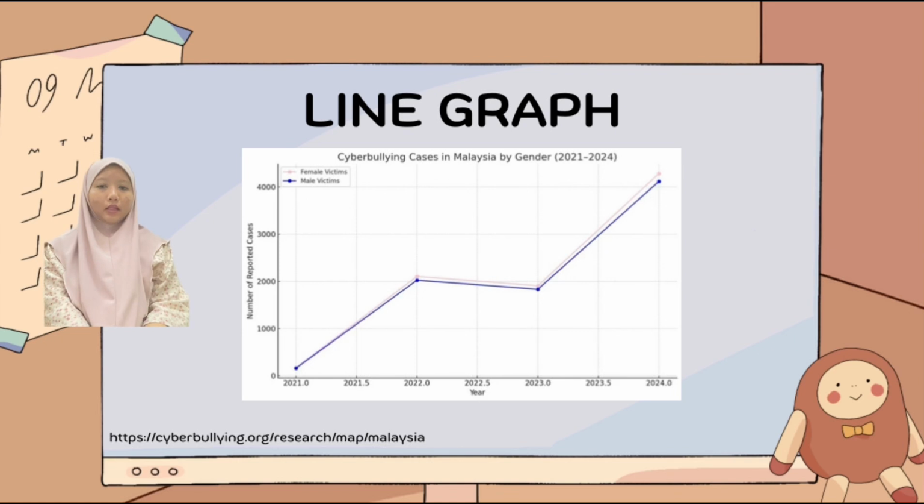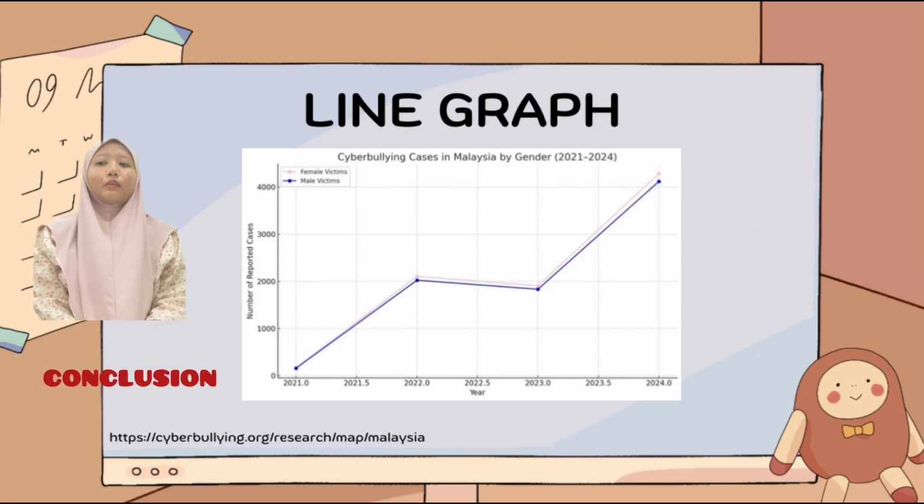But in 2024, the number of cases drastically rose, with 4,015 for males and 4,100 cases for females. Last, for the conclusion, from the research done based on the line graph, the study found that the number of cyberbullying report cases received from females is higher than males.